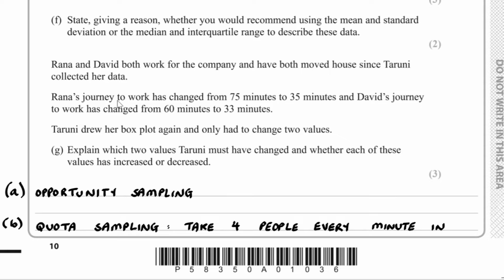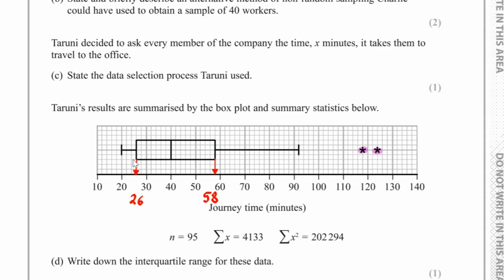Now for part G, Rana and David both work for the company and have both moved house since Taruni collected her data. Rana's journey to work has changed from 75 minutes to 35 minutes, and David's journey to work has changed from 60 minutes to 33 minutes. Taruni drew her box plot again and only changed 2 values. You have to explain which 2 values Taruni must have changed and whether each of these values has increased or decreased. Now, if we take a look at our box plot, currently the lowest value is 20.